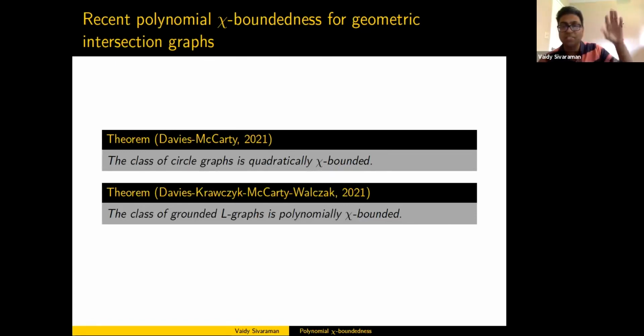So there are a couple of lines of development here. You exclude certain things, you get chi-boundedness results. In that, there are 2 flavors. You either exclude a finite set or you exclude an infinite set, like the set of holes. And the other one is the geometric intersection graphs.